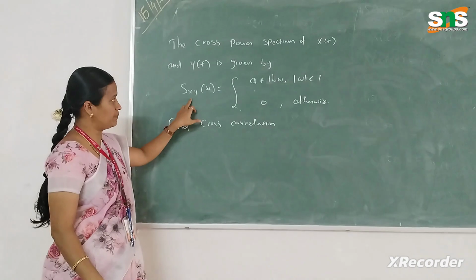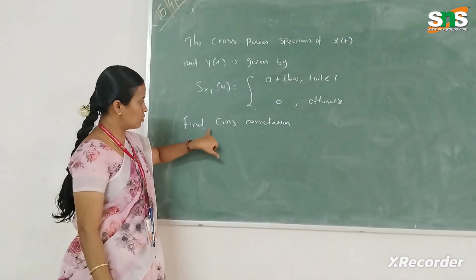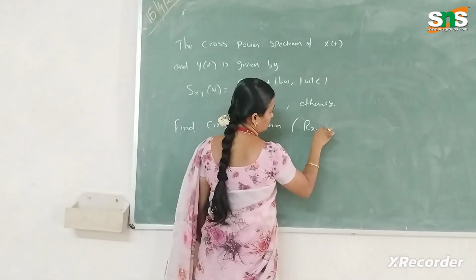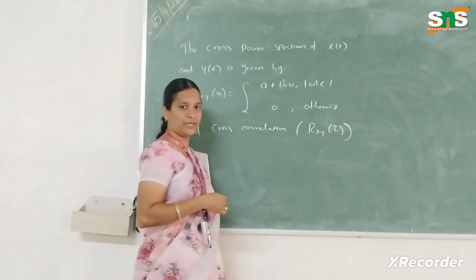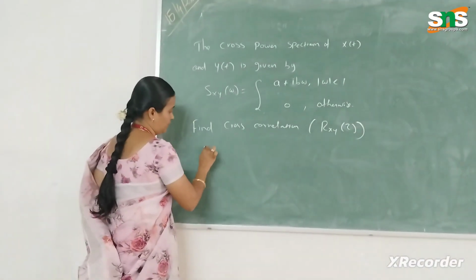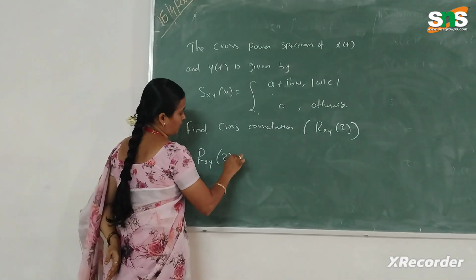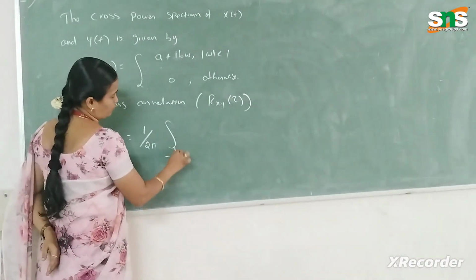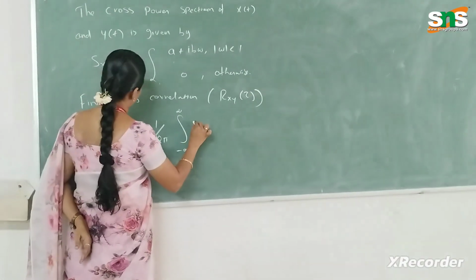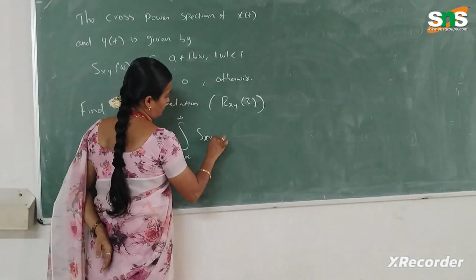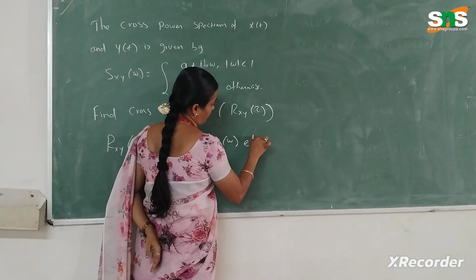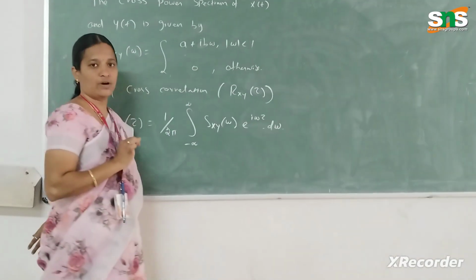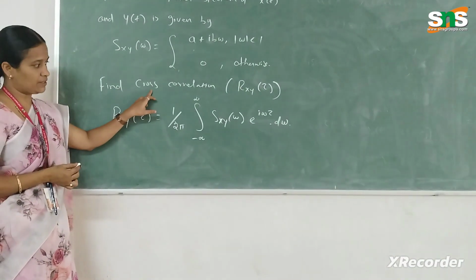Given power spectrum is S_xy(omega). Cross correlation means the notation is R_xy(tau). So what is the formula for R_xy(tau)? It is nothing but the inverse Fourier transform of the power spectrum: 1 by 2 pi, integral from minus infinity to plus infinity of S_xy(omega) into e power i omega tau d omega. So this is the formal definition of the cross correlation function.